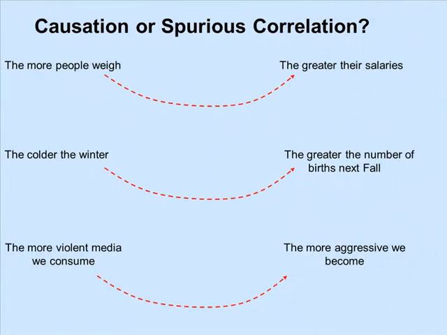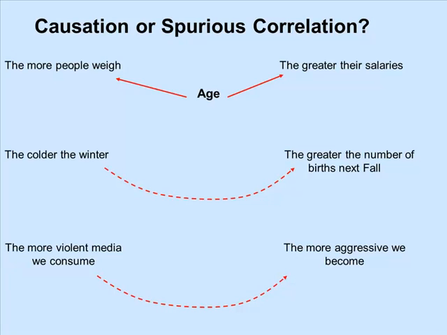All right, what do we have? The more people weigh, the greater their salaries. Cause and effect? Do they put you on a scale during your job interview to determine your salary? No, it's obviously a spurious correlation. Well, what is the third variable that produces this correlation? It's age. With age, metabolism slows down and people gain weight. At the same time, with age, people gain more education and work experience, which results in higher salaries.